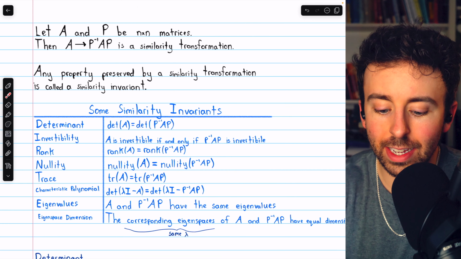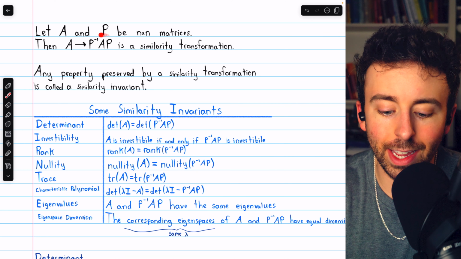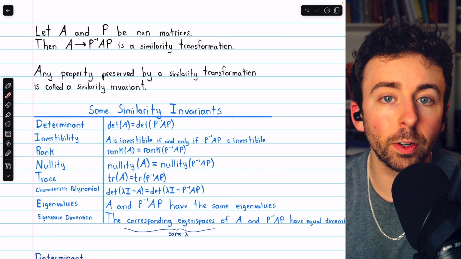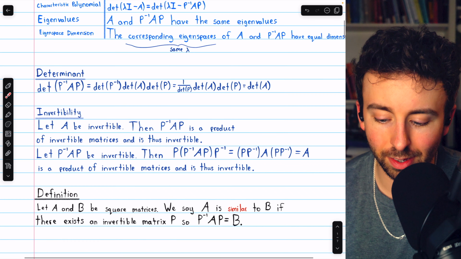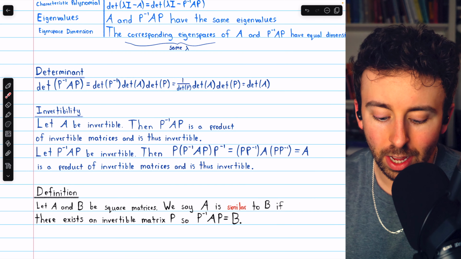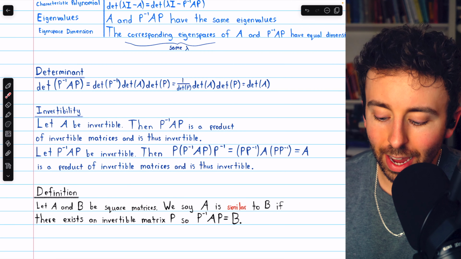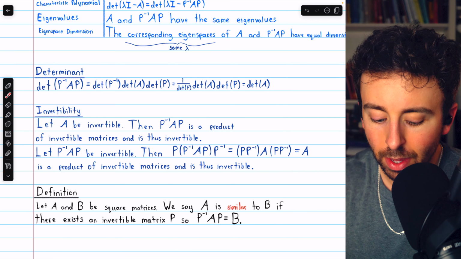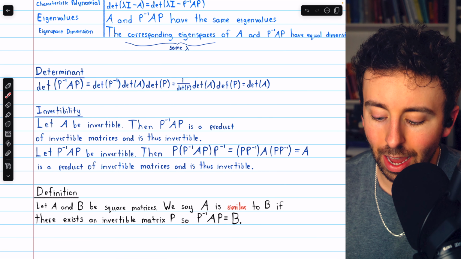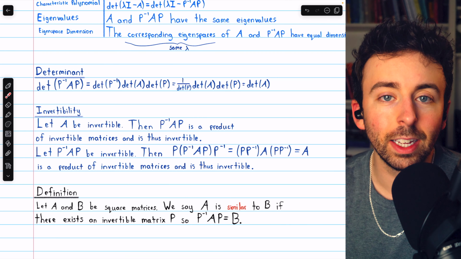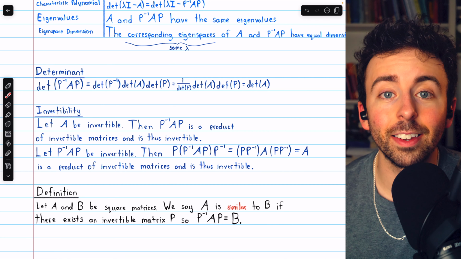Again, we introduced this idea as a function, a similarity transformation, transforming the matrix A into this similar matrix, P inverse AP. But let's also write out the definition for similar matrices. So, not thinking about this as a function, we could define it like this. If A and B are square matrices, we say that A is similar to B if there exists an invertible matrix P so that P inverse AP equals B. So any matrix that is in this form is a matrix A is similar to.